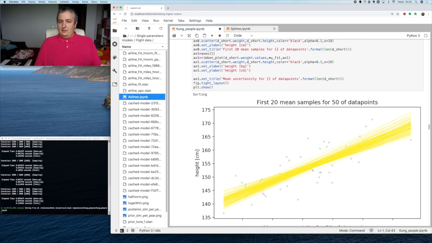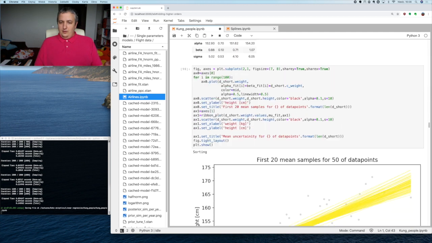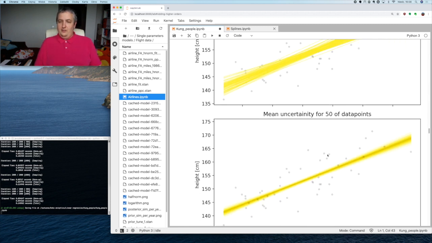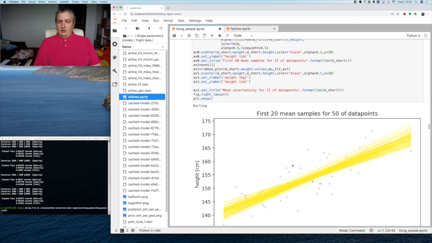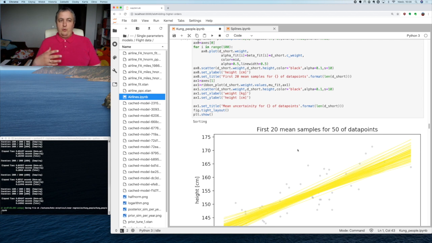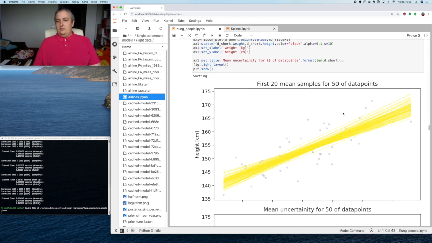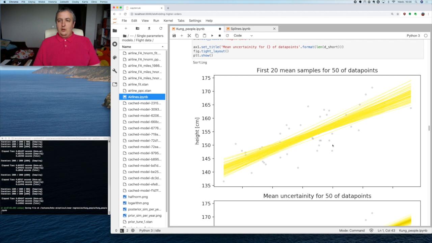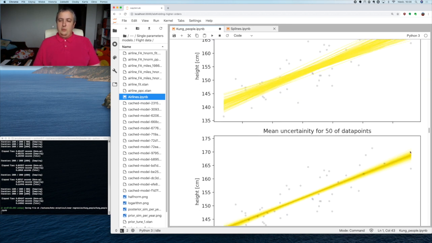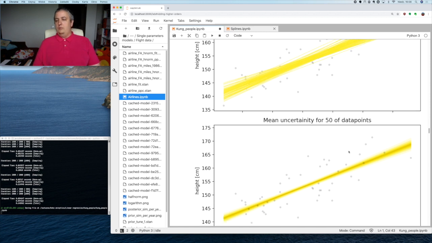If we draw our lines here, they are for 50 data points. They are a bit more focused inside, and our uncertainty for the mean is much smaller because we have more data. Remember, here are only the first 20 lines, the first 20 results for samples. We have 4,000 samples, so these are only the first of them, and they are much more spread than the mean here. Here we have a 90% quantile of what's going on.